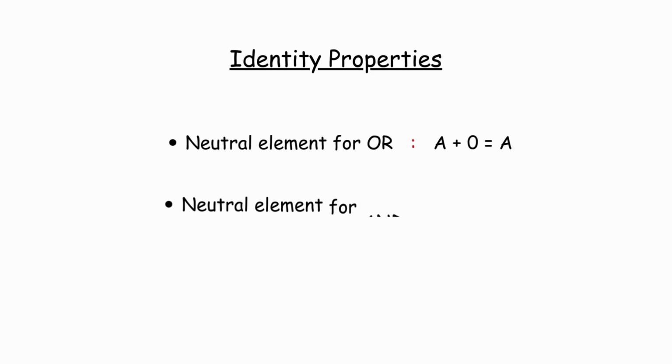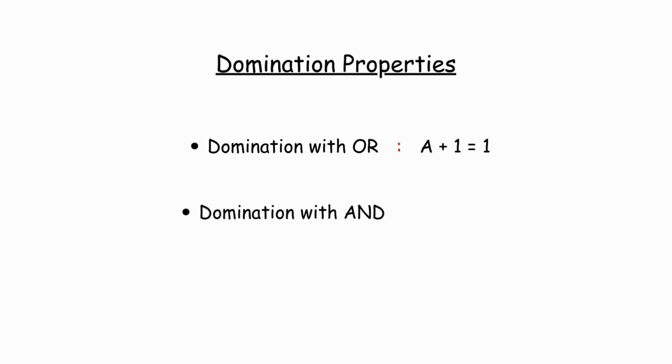Identity properties. Neutral element for OR, A plus 0 equals A. Neutral element for AND, A times 1 equals A. Domination properties. Domination with OR, A plus 1 equals 1. Domination with AND, A times 0 equals 0.